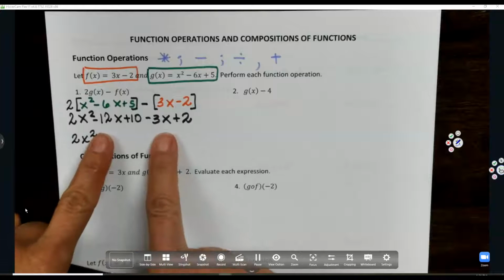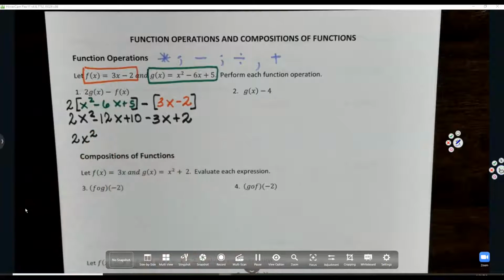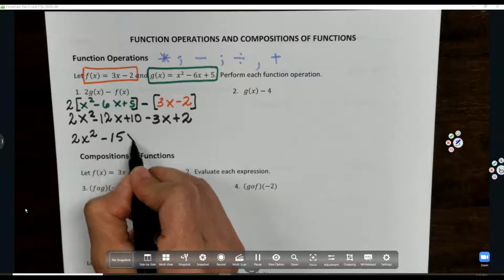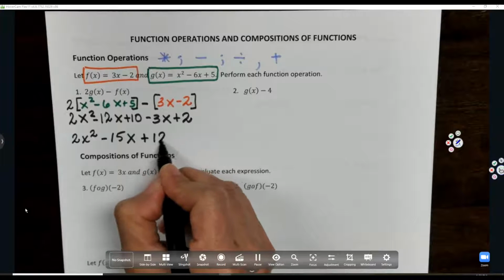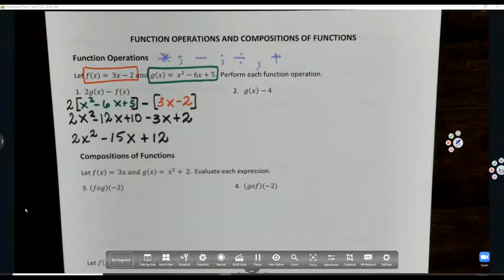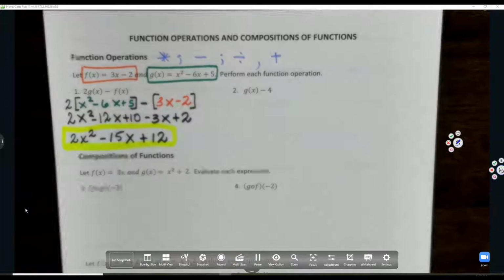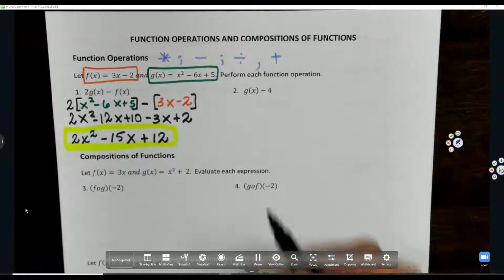But, y'all, we have a couple of x terms that we can combine. So that negative 12 and that negative 3 is just going to be minus 15x. And then, do y'all know what the last piece is going to be? Yeah, plus 12. Good job. And then I'm just going to box in my final answer here. By the way, if you have 2 different color highlighters, you're going to need those later. It's going to make life a little easier for you.